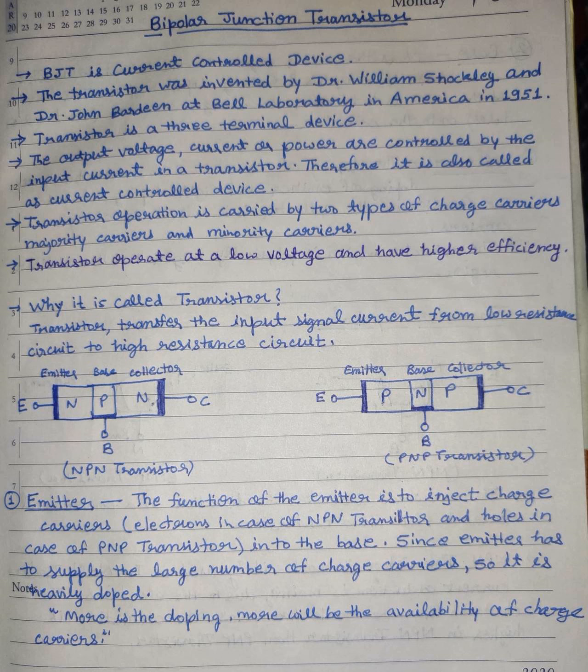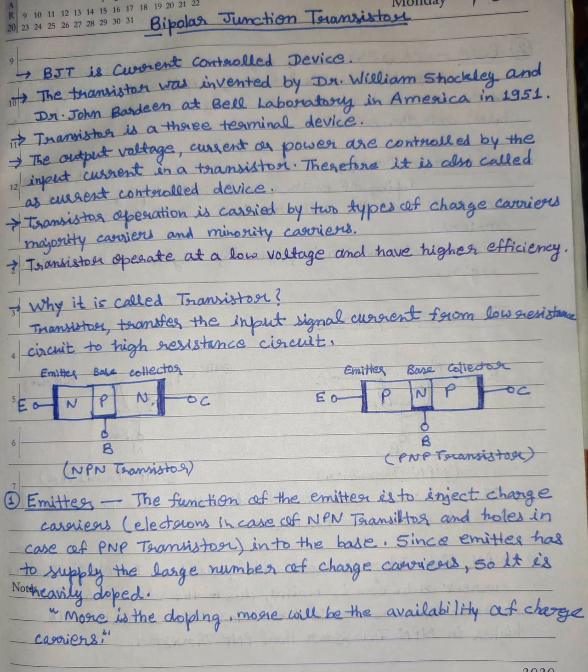So what have we learned? BJT is a current controlled device. BJT, the transistor, was invented by two scientists, William Shockley and John Bardeen, at Bell Laboratory in 1951. Transistor is a three-terminal device: emitter, base and collector. The operation of the transistor is carried by two types of charge carriers. First is majority charge carriers and second is minority charge carriers.